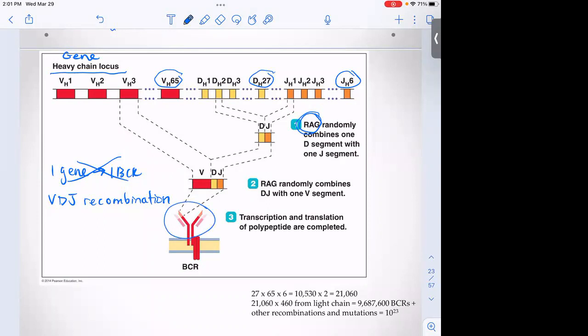But they've done calculations, and you don't need to worry about these calculations, but taking into account all the possibilities of, again, these different variable regions and some other recombination events, and considering both the light chain and the heavy chain goes through this, they've come up with this number down here that we have 10 to the 23 possible B cell receptors. So that's how that enormous variability, we think, gets generated in those B cell receptors.